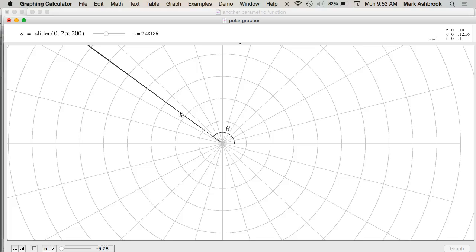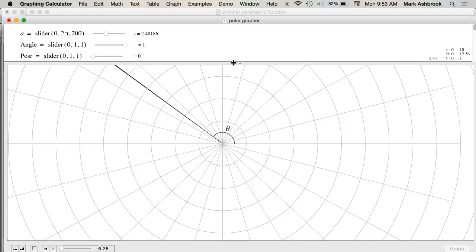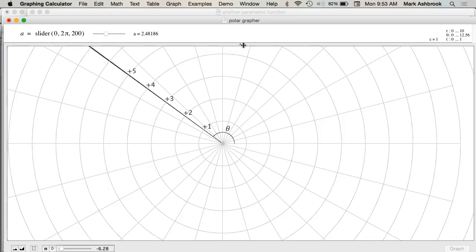All right? So once we have an angle, the terminal side of that angle, pointing up and to the left there, is the direction of positive change.